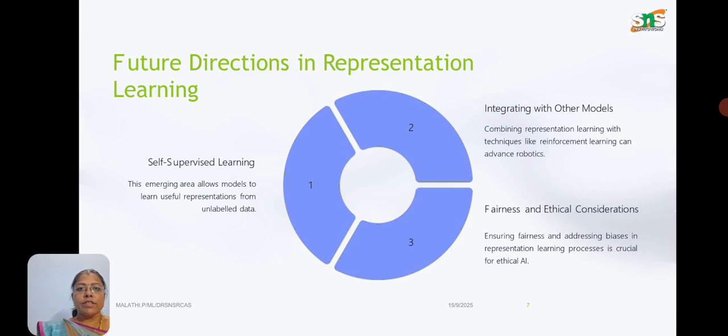And what are the future directions in representation learning? Self-supervised learning, integrating representation learning with other models, and fairness and ethical considerations. Self-supervised learning is a model which is used to learn useful representation from unlabeled data. And the integration with other models, while we integrate representation learning with other models like reinforcement learning, it can learn the environment and predict the result. And fairness is addressing the biases and the errors. It is very crucial for ethical AI.